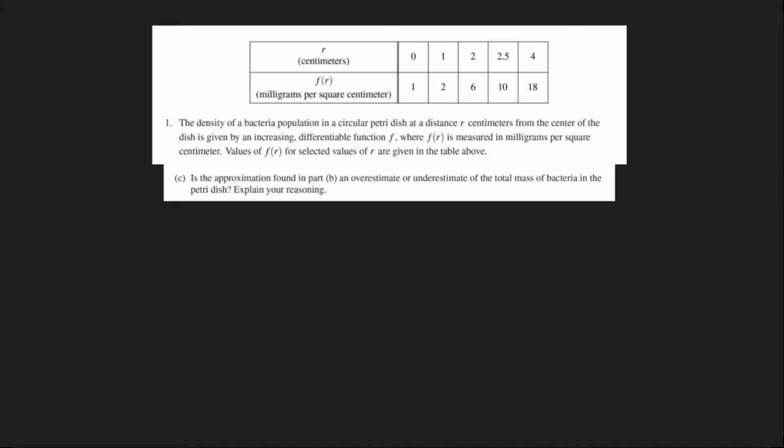So if we recall back to part B, we know that we're using a right-hand sum, and the integral that we were dealing with was 2 pi times the integral from 0 to 4 of r times f of r dr. So we're given that it's a right-hand sum, and the inside of the integral is going to be r times f of r. And we need to determine whether the inside of the integral is increasing or decreasing.